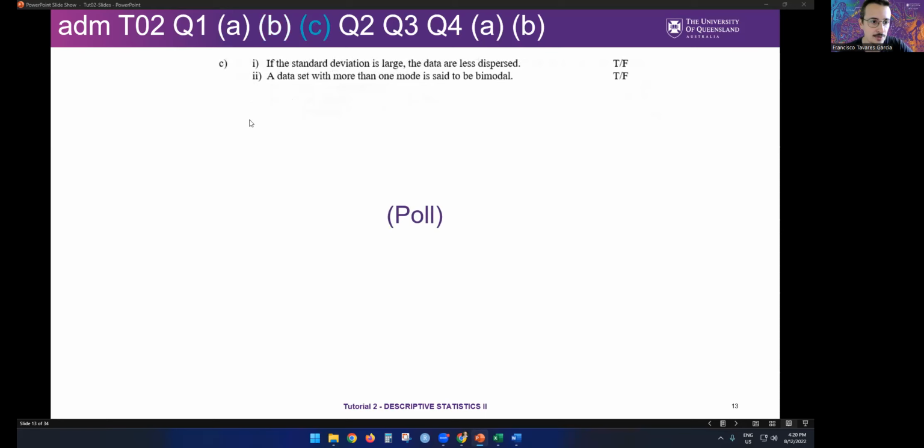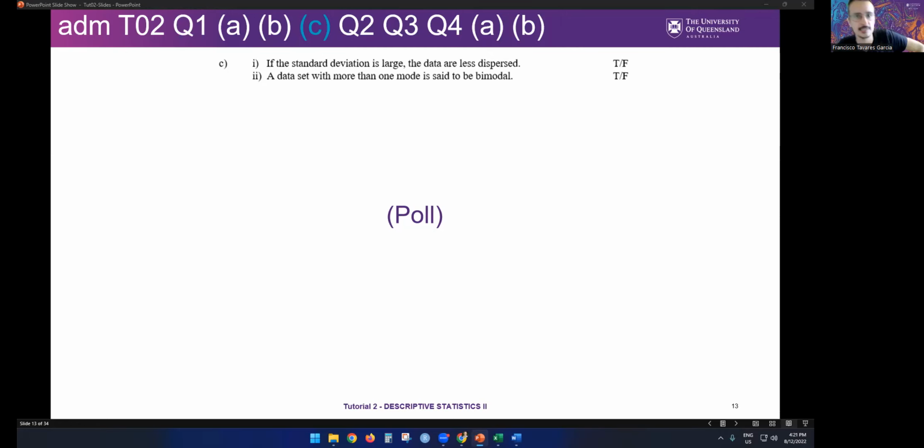C. And there we go. I will already launch, so you have a little bit more time. It's just 2 questions. If the standard deviation is large, the data are less dispersed, and a data set with more than one mode is said to be bimodal. 2 quite short questions, just true or false. Let's see how you guys do. I had 3 answers up to now, 4. So first question: if the standard deviation is large, then the data is less dispersed.